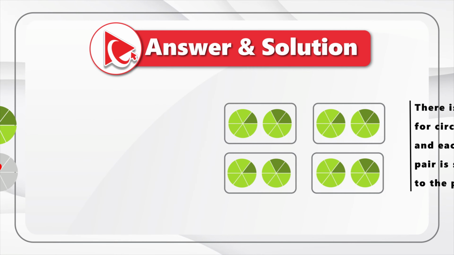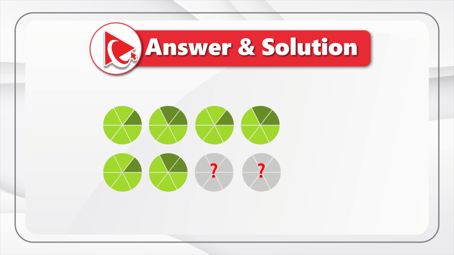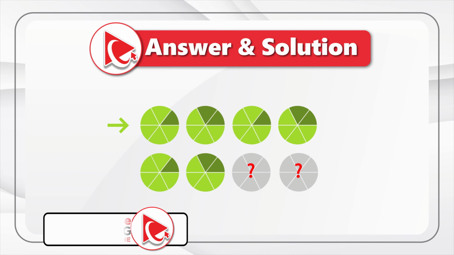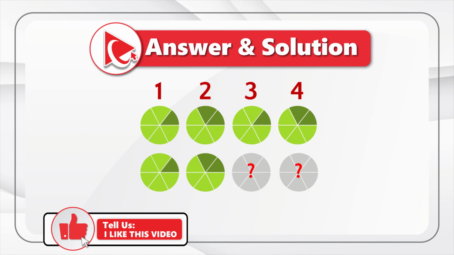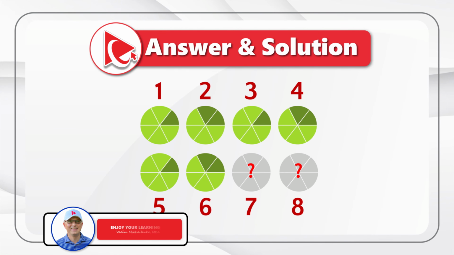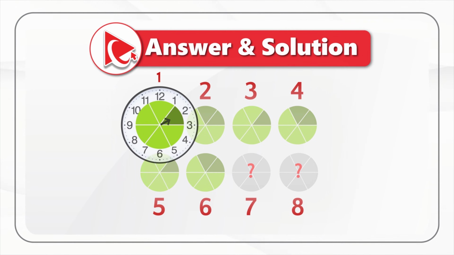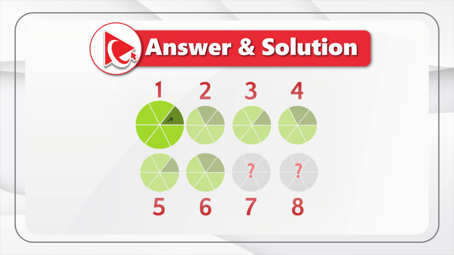To better understand the pattern, let's give each circle a unique number. If we start with the top row of circles, the numbers would be 1, 2, 3, 4, and the bottom row circles will have numbers 5, 6, 7, and 8, with 7 and 8 being our missing pair. If you look closely at circle 1, you will see that there is a dark section at the 2 o'clock.